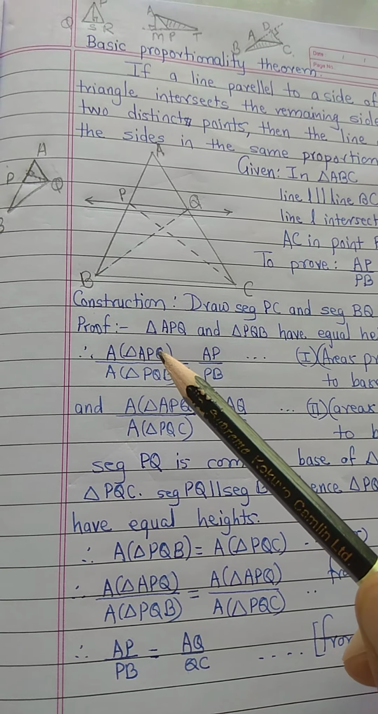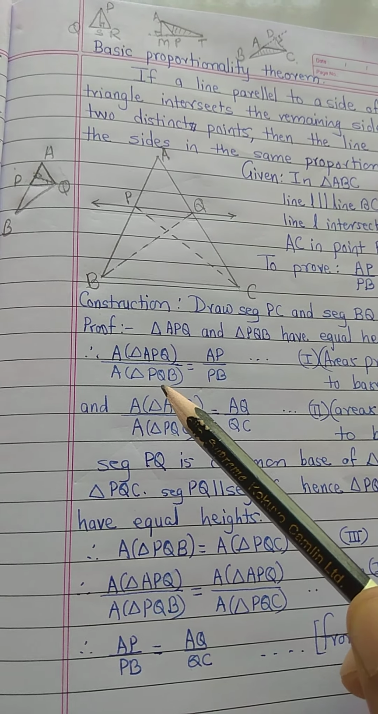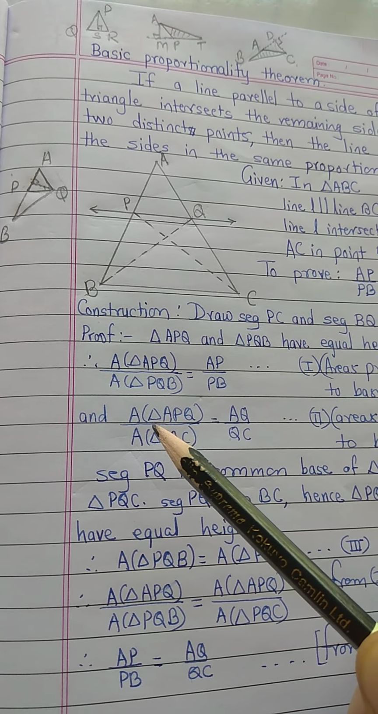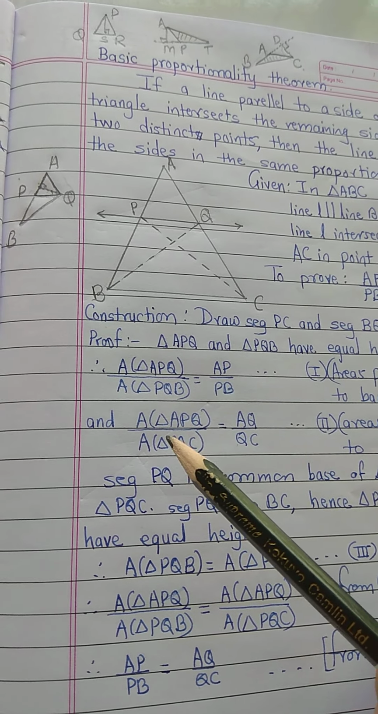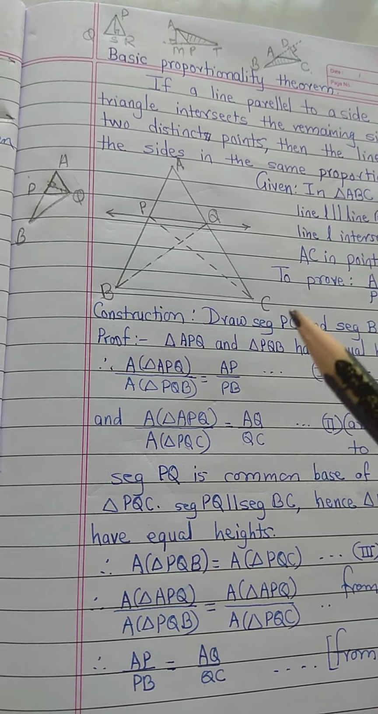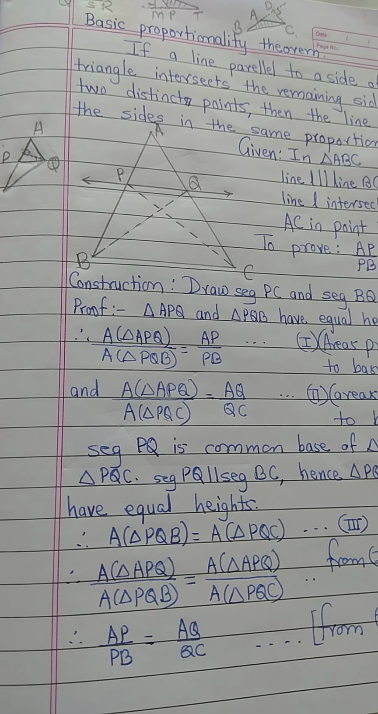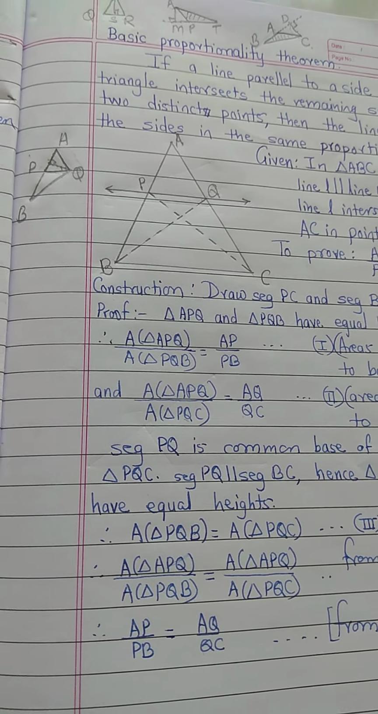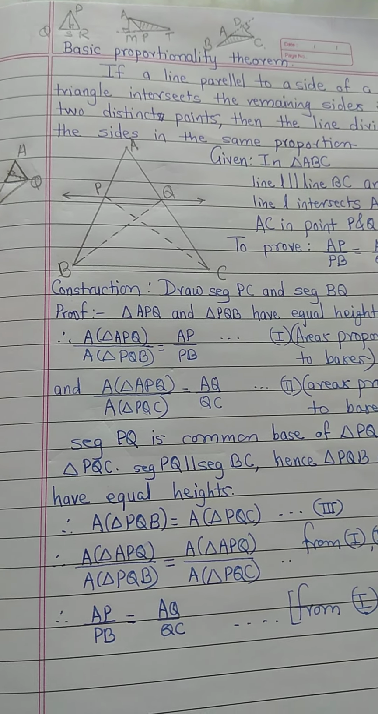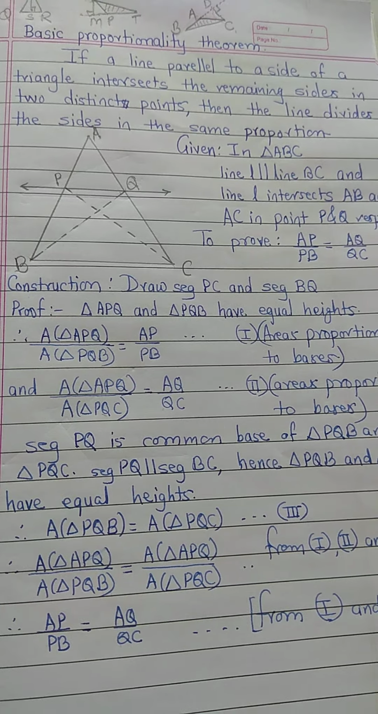That means area of triangle APQ upon area of triangle PQB, we can write as equal to area of triangle APQ upon area of triangle PQC. And for the next step, we can write AP upon PB equal to AQ upon QC. This is the theorem of basic proportionality.